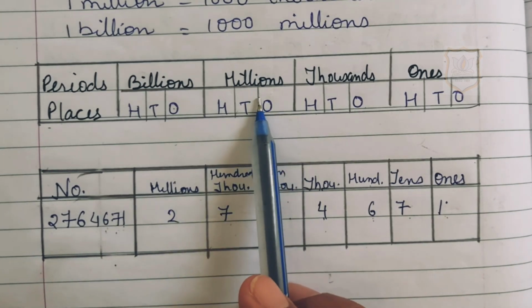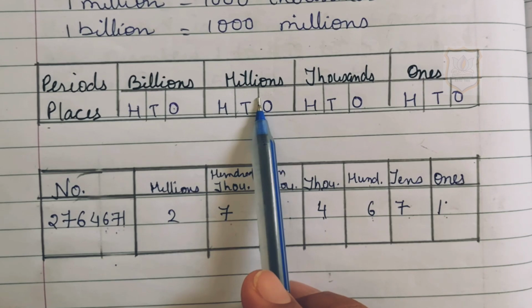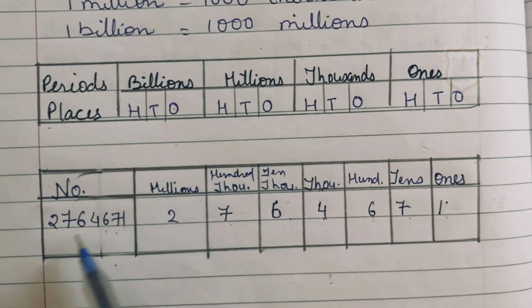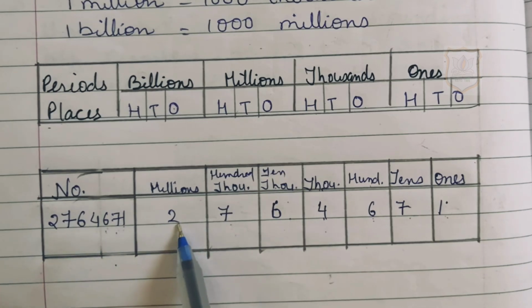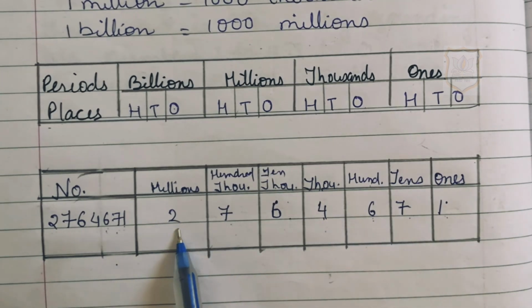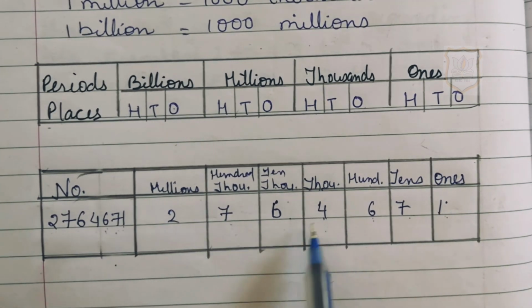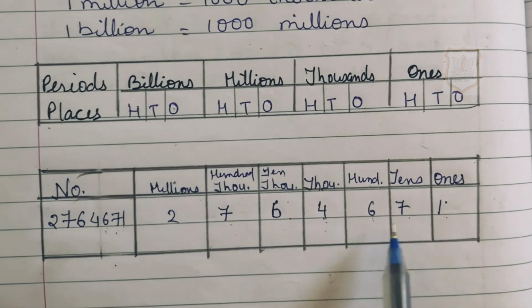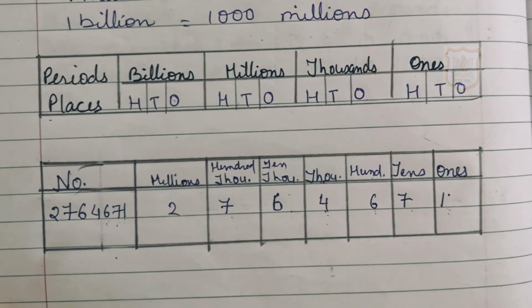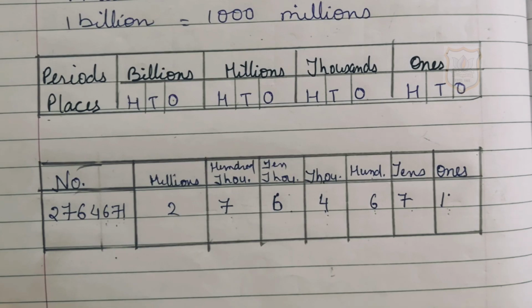And then the millions period is also divided into 3 places, ones, tens and hundreds. Now this 2 I will write in the millions column. So the number so formed will be 2,764,671. So students, in this way we will write numbers in the International System of Numeration.